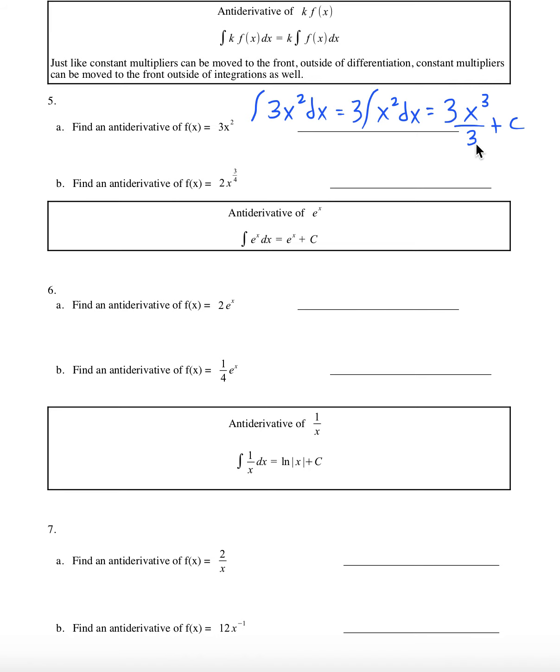Now we can actually just cancel these 3's here. And that is going to leave us with x to the third plus c as our final answer. So just like constant multipliers can be moved to the front outside of differentiation, constant multipliers can be moved to the front outside of integrations as well. Try it for yourself on the next one, and then I'll give my answer.